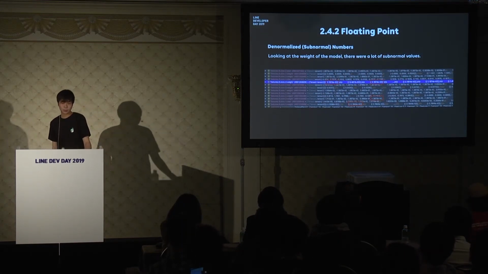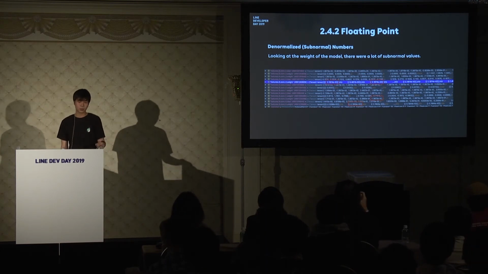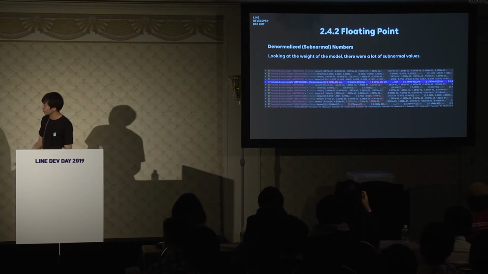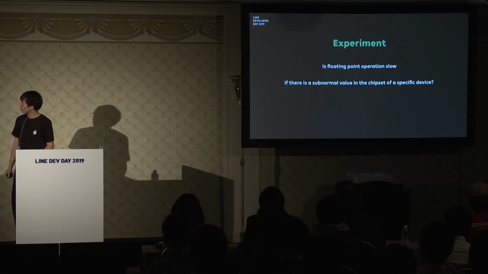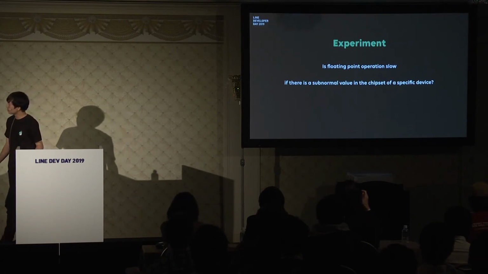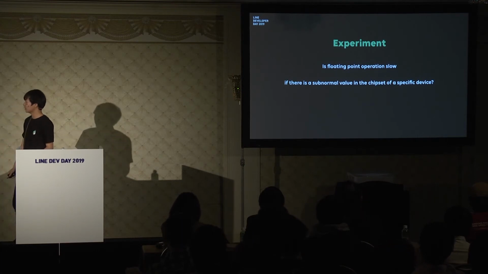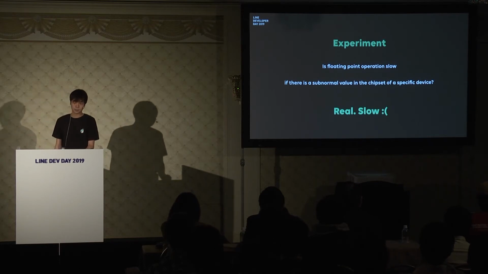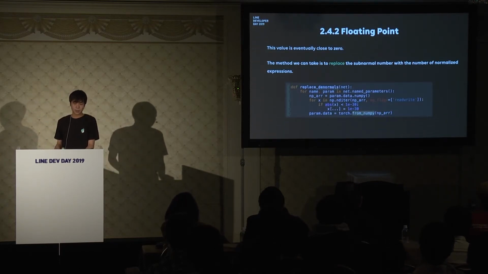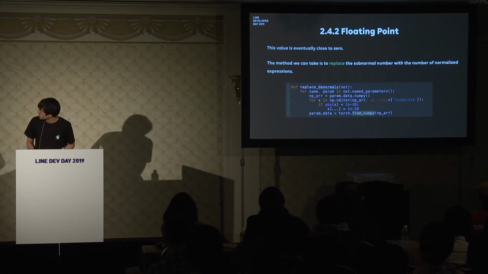Looking at the weights of our model, there were a lot of subnormal values, where the exponent is zero. So we ran an experiment: is floating point operation slow if there is a subnormal value on the chipset of a specific device? Yes, it makes our model somewhat slow. So we decided to change them to normalized numbers.